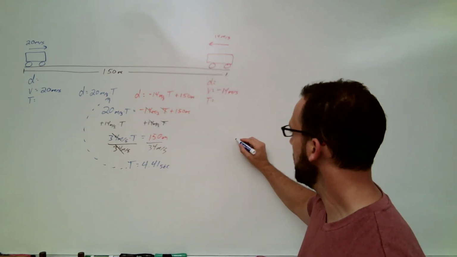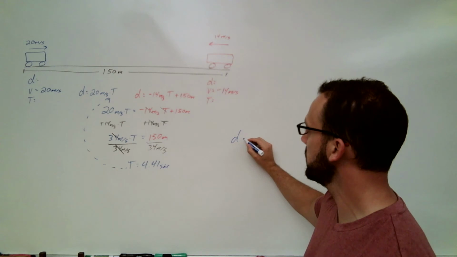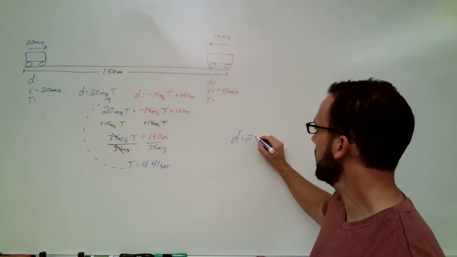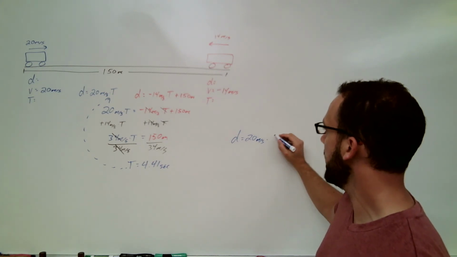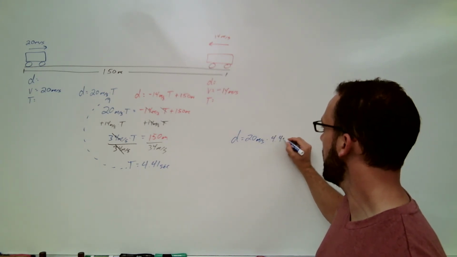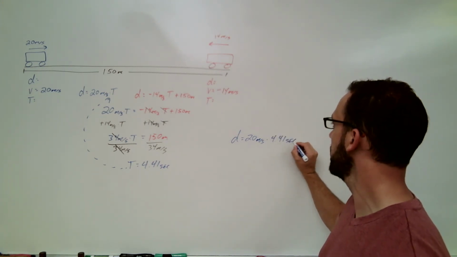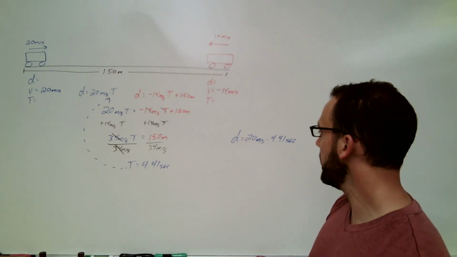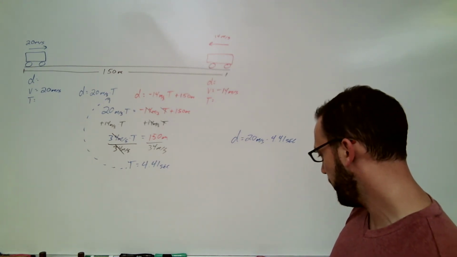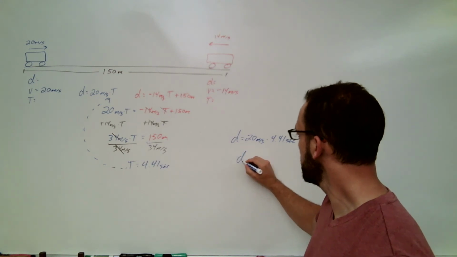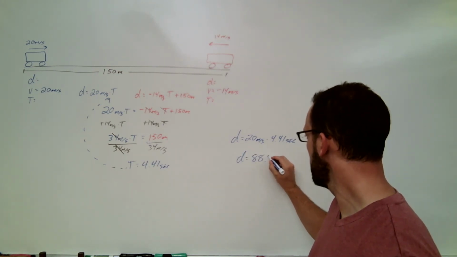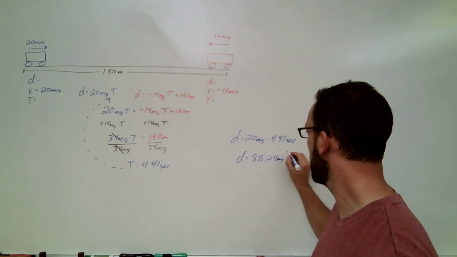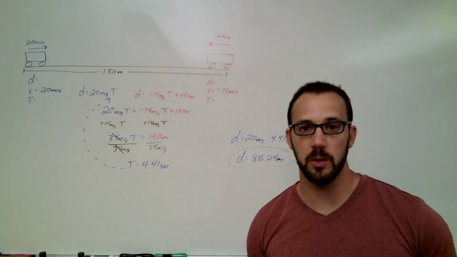So that would give me the position of the blue car at the time they collide is its velocity, 20 meters per second, multiplied by how long it has to drive before the two cars crash into each other. So 20 meters per second multiplied by 4.41 tells me that the blue car is going to travel 88.24 meters before it would crash into the red car.